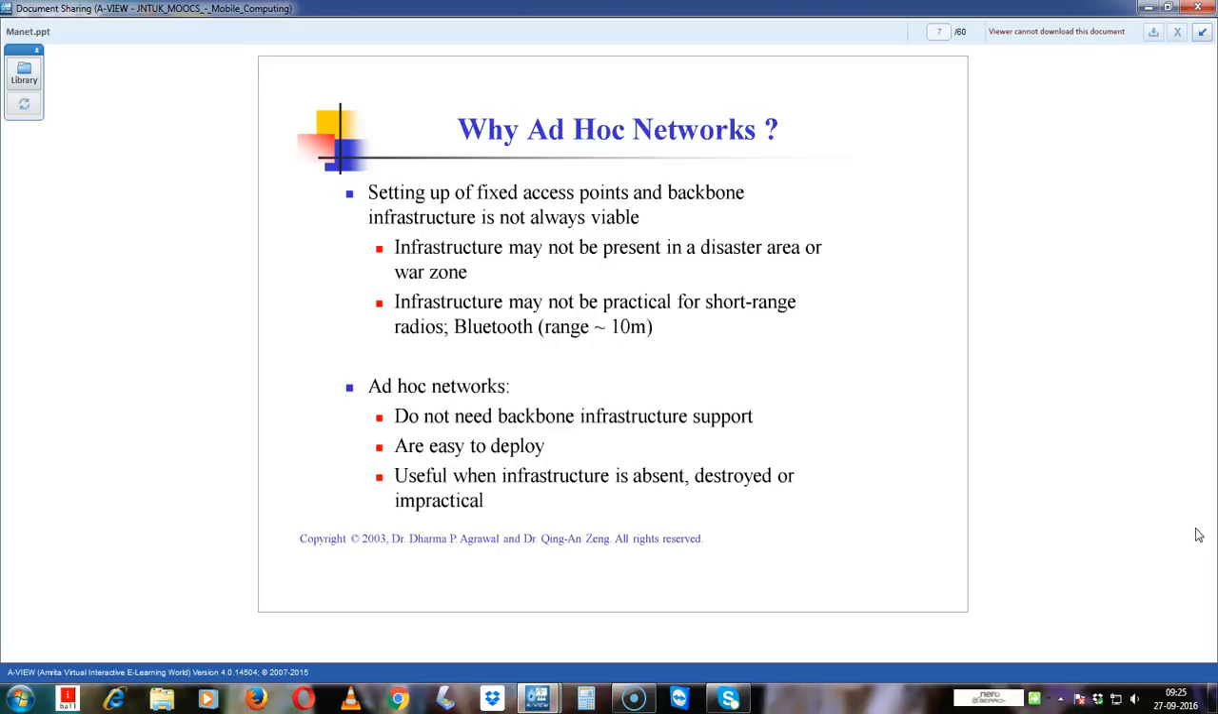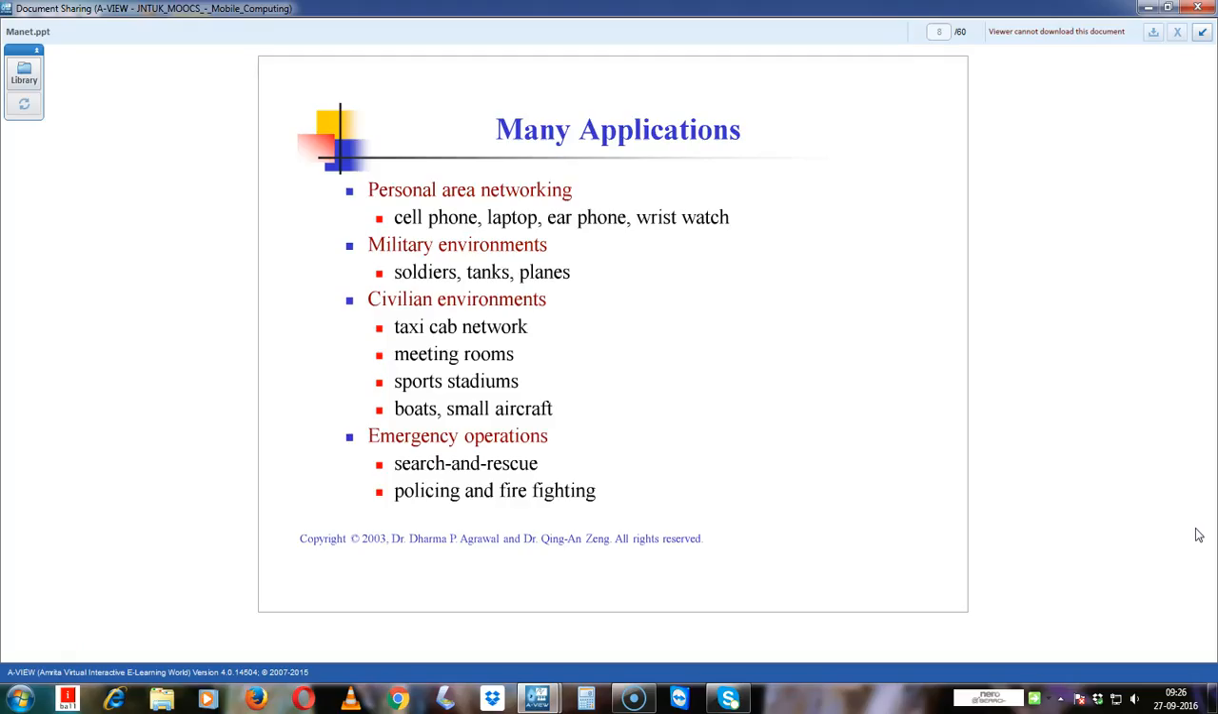Okay, and it basically works with short-range radios like Bluetooth, which works over a range of meters. So you can connect two devices with Bluetooth communication and those will become an ad hoc network. But in Bluetooth terminology, we call it Piconet and Scatternet. That is a different case. So ad hoc networks do not need any backbone infrastructure support and are very easy to deploy. They are useful when infrastructure is absent, destroyed, or impractical. Where it is not possible to make your infrastructure or your towers, which work as access points or routers, we will go for an ad hoc network.